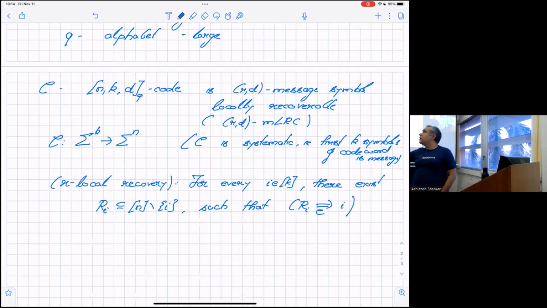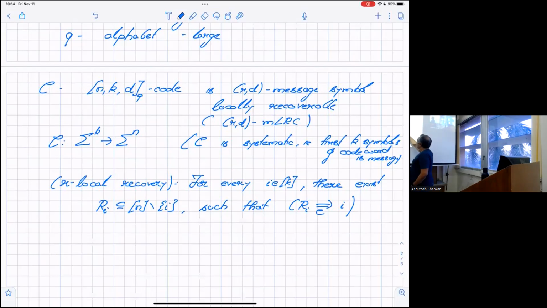Notice, if the underlying code were linear, then if you can do this, it actually has to be a linear combination of these guys. For a linear code, if you can do it, it has to be a linear combination. For a non-linear code, there will be some complicated function. I don't care, but this is the definition.